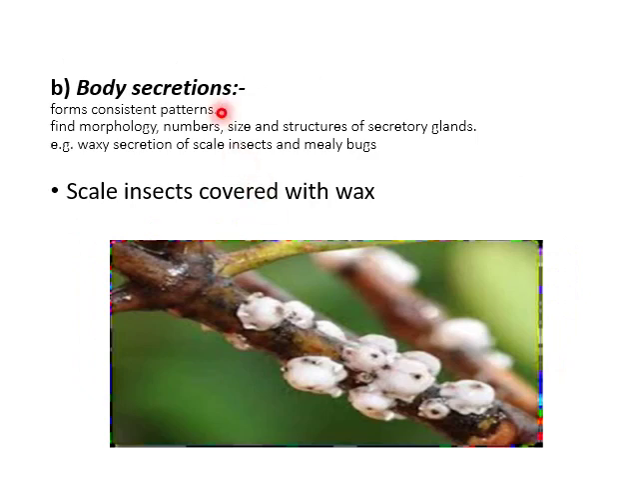Secondly, we are going towards the body secretions. These body secretions form consistent patterns. With the help of these secretions, we can easily find out the morphology, number, size, and structures of secretory glands. For example, waxy secretions of scale insects and mealybugs. Here in this diagram, you can easily observe these bugs secreting their undigested waste on these branches of plants.